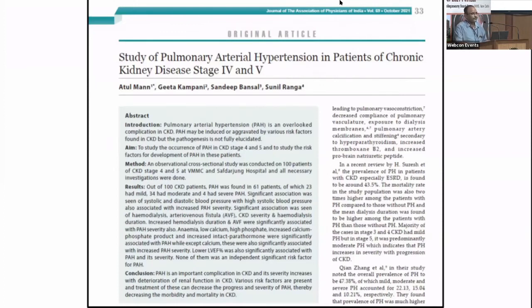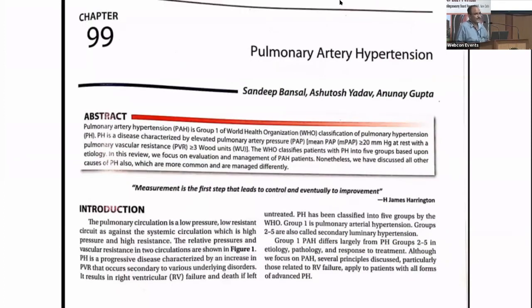And for the residents, I would like to say this is an article that my group has written on pulmonary arterial hypertension, which appears in the textbook of postgraduate medicine, which has again come into the market this very month. So it will be a good read. I promise you guys that.